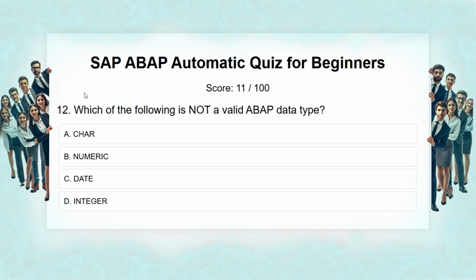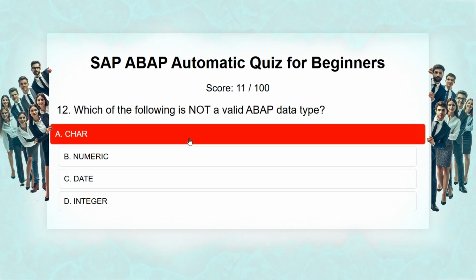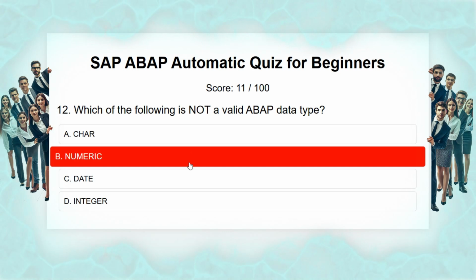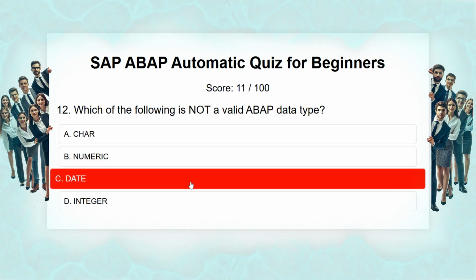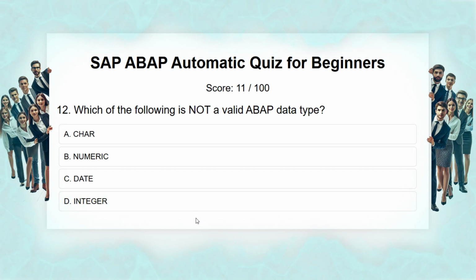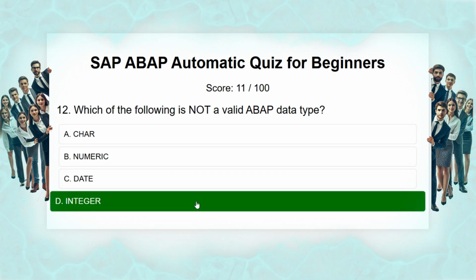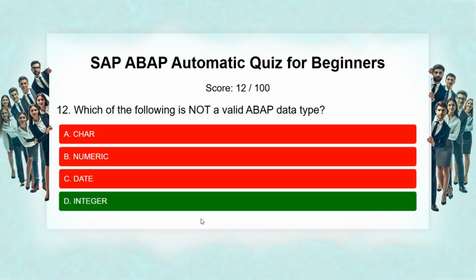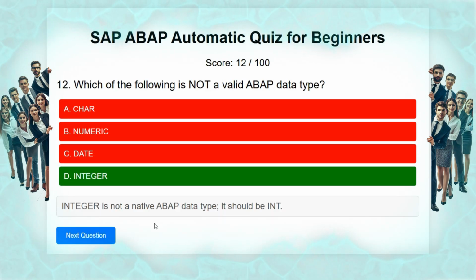12. Which of the following is not a valid ABAP data type? A. Char. B. Numeric. C. Date. D. Integer. Correct answer. Integer is not a native ABAP data type, it should be int.